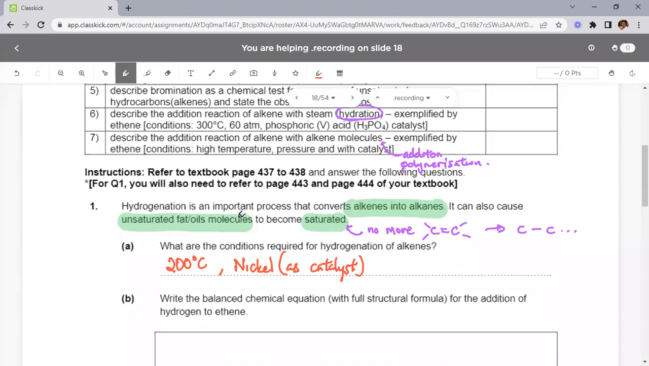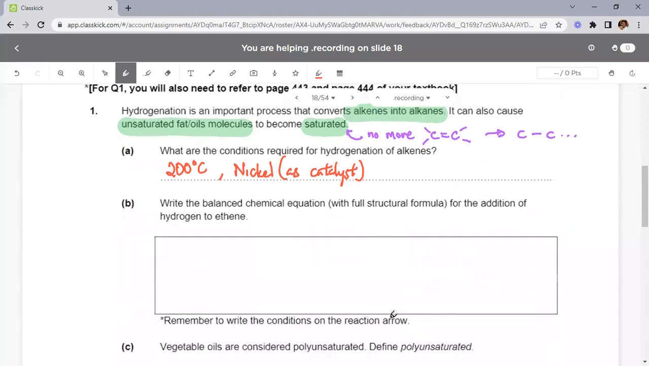So we're now going to write the chemical equation. I'm going to show you how to write the balanced chemical equation, showing the full structural formula for the addition of hydrogen to ethene. So ethene is C double bond C, H, H, H, H. This is ethene, a 2-carbon alkene. Now you realize I purposely arrange my hydrogens towards the top and towards the sides. I leave my bottom empty. For addition reactions, I always leave the bottom of my C double bond C empty, so that it is easy for me to visualize what's going to happen next.